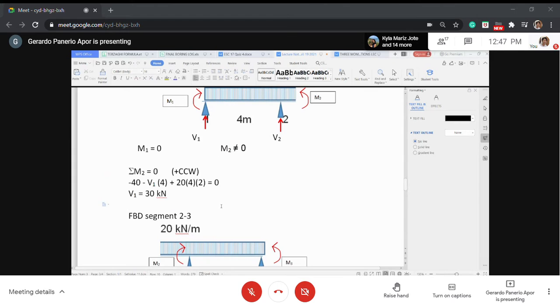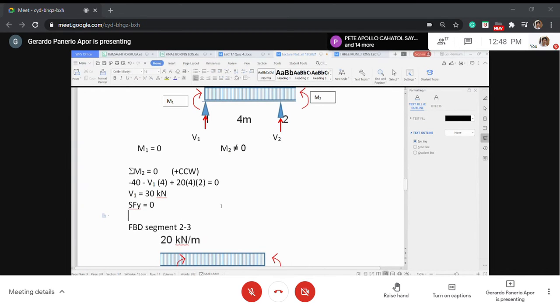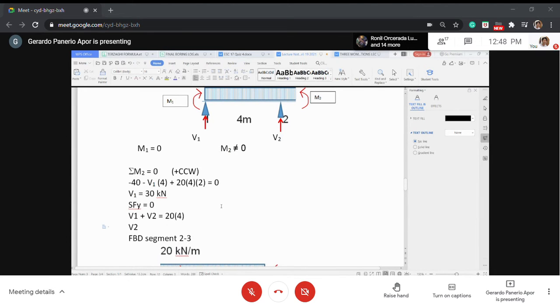Then you have to sum up forces in y equal to 0. So what you will have is V1 plus V2 is equal to 20 times 4. So you have V2 equal to 30, the total load is 80, so that's 50 kN.